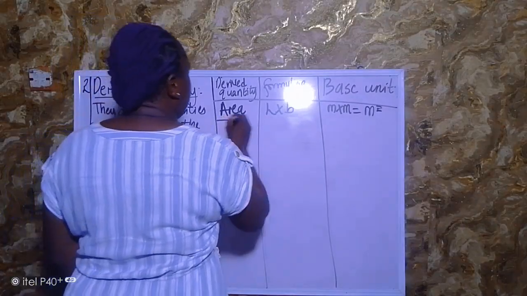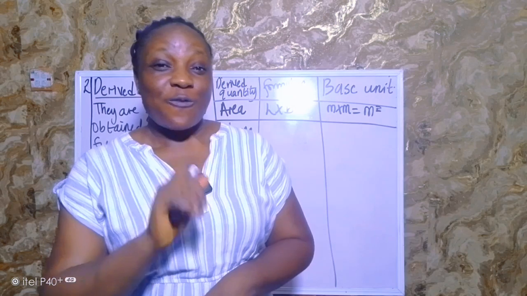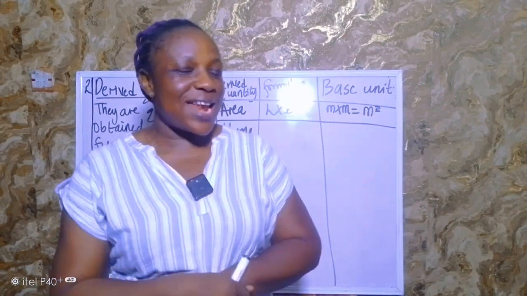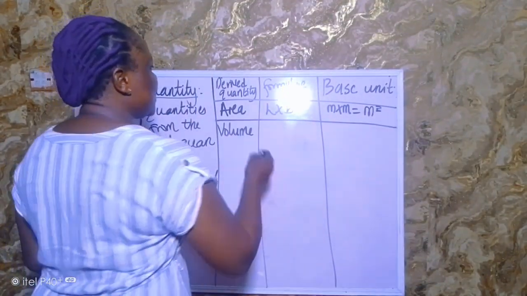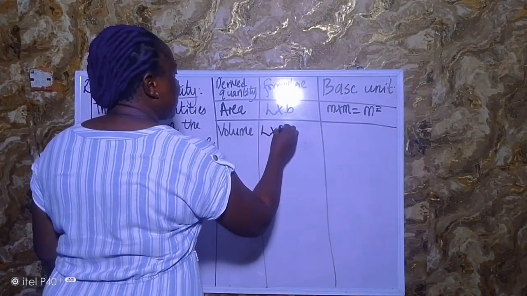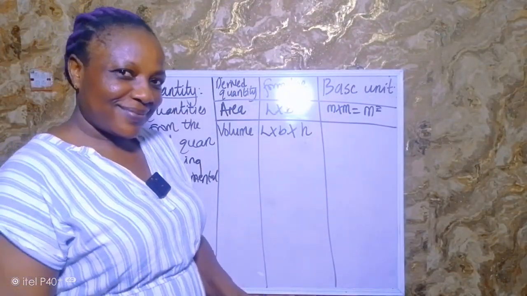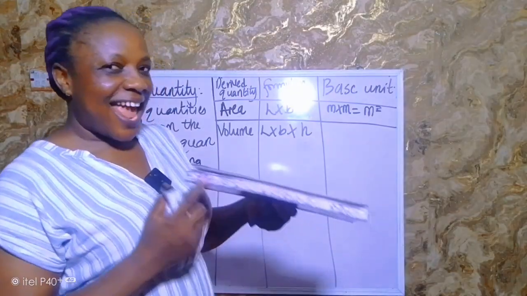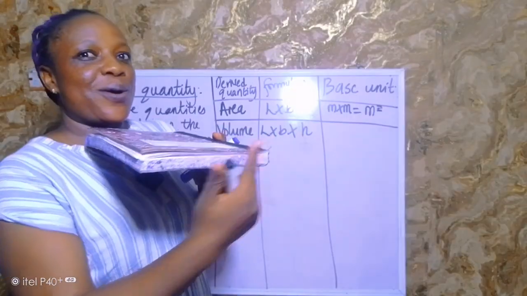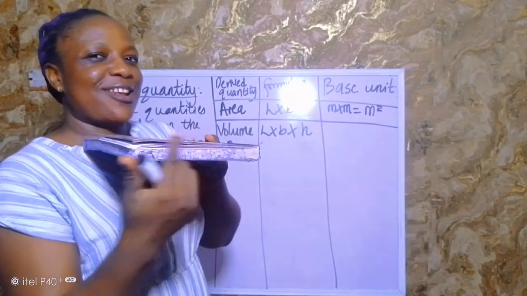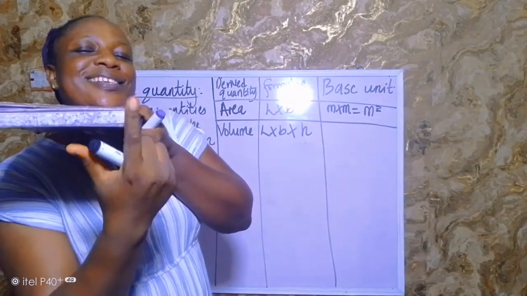Okay, now we come to volume. Volume is a derived quantity because we get it from fundamental quantities. And what is volume? Volume is length times breadth times height. Again, length tells us how long it is. Width or breadth tells us how wide it is. And how tall it is, the height. Have you seen the height of this book? Very good.